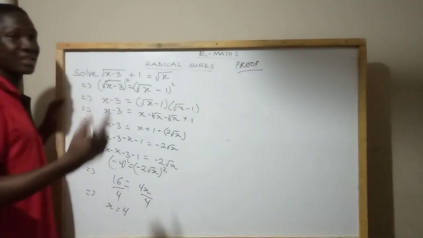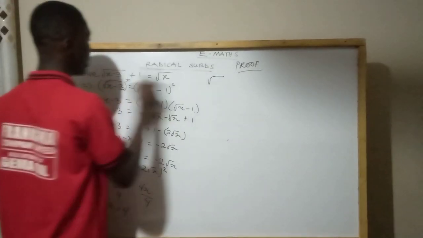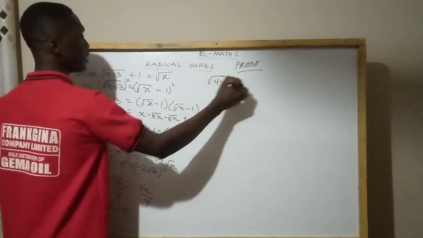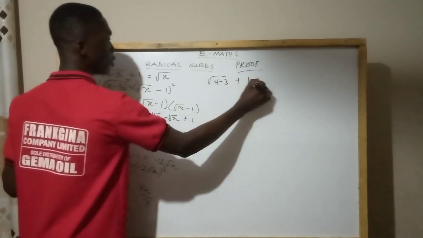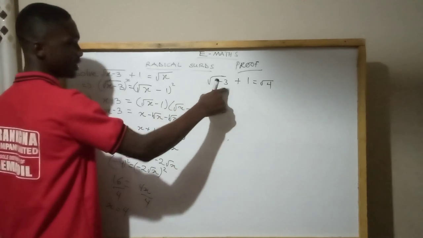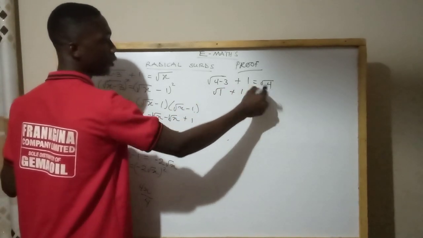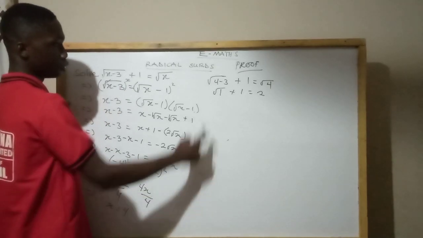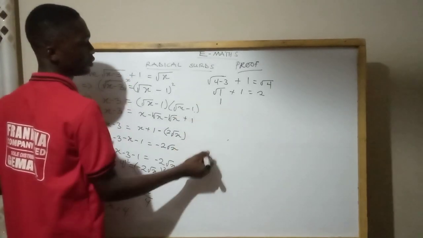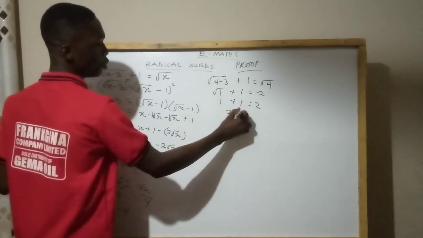Or we are testing for the values. Yes. So we have the square root of, so x will be 4. So 4 minus 3 plus 1 is equal to the square root of 4. Then 4 minus 3 gives us 1, plus 1 is equal to the square root of 4, which is 2. So the square root of 1 is 1 because 1 times 1 gives us 1. So here is 1. Then plus 1. So here we get 2 is equal to 2.